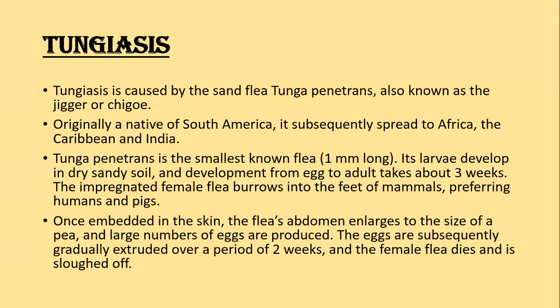Tunga penetrans is the smallest known flea, 1 millimeter long, so barely visible. Its larvae develop in dry sandy soil, and development from egg to adult takes about 3 weeks. The impregnated female flea burrows into the feet of mammals, preferring humans and pigs. Once embedded in the skin, the flea abdomen enlarges to the size of a pea, and a large number of eggs are produced. The eggs are subsequently gradually extruded over a period of 2 weeks, and the female dies and is sloughed off.